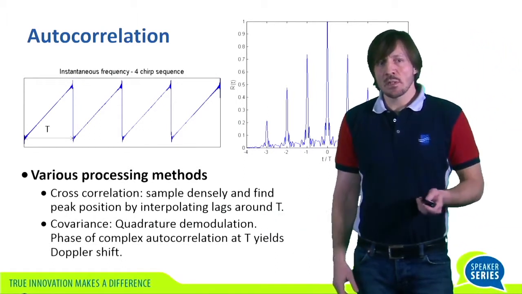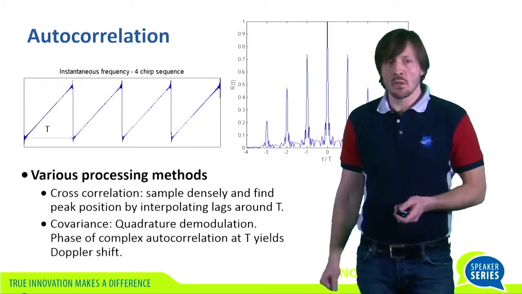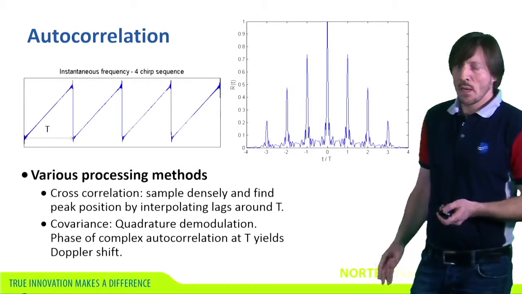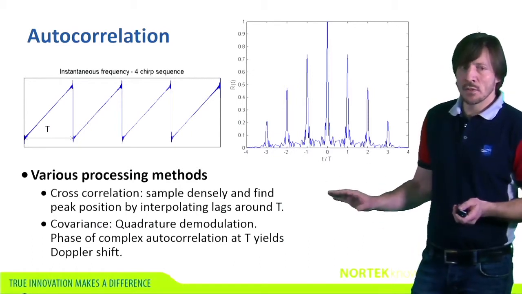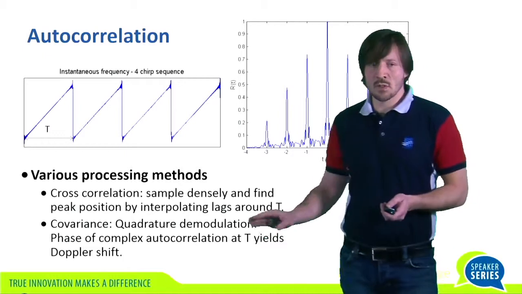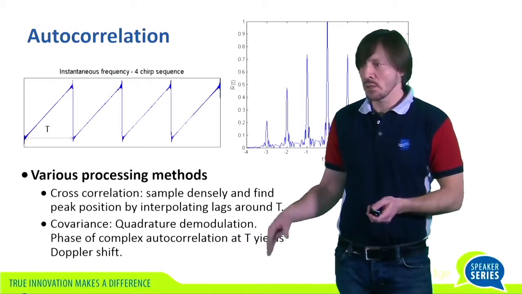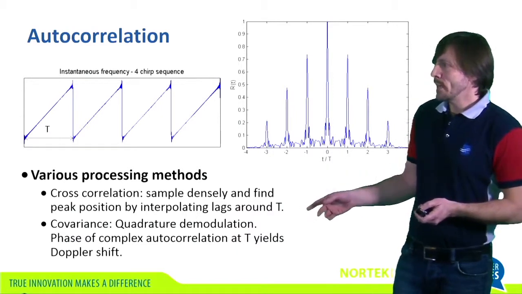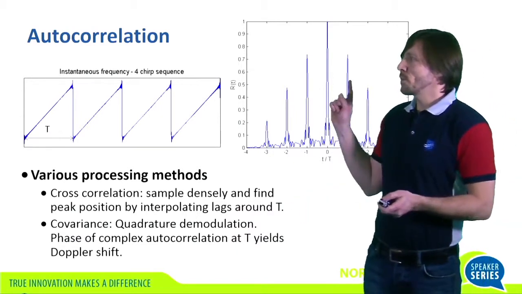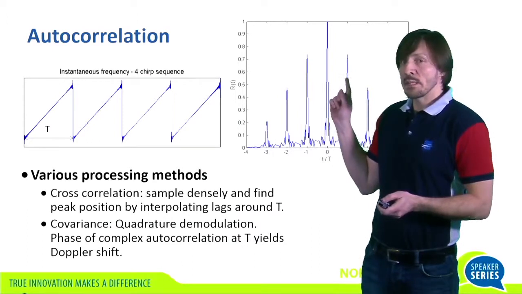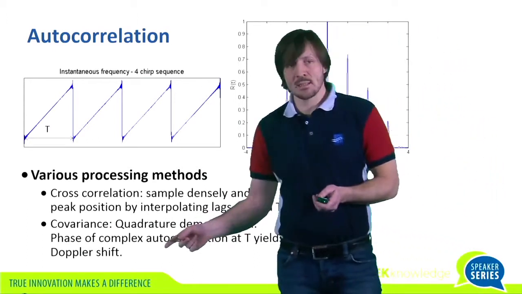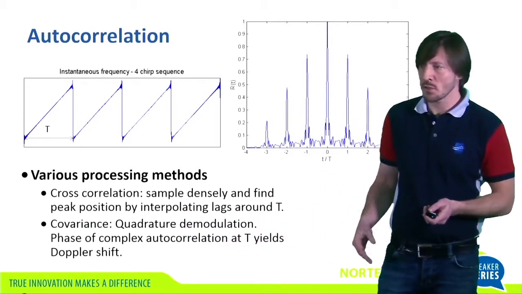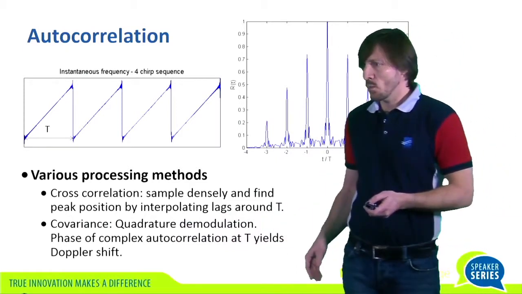A more commonly used version of the processing scheme is this covariance method, as it's called. The details of this are not strictly speaking important, I think. We do something called quadrature demodulation, which you can read about elsewhere probably. The important point is that in that case, the detailed position of this peak is contained in the phase of a complex autocorrelation function. So we talk about a complex autocorrelation function in that case, and there's a phase, which holds the information.